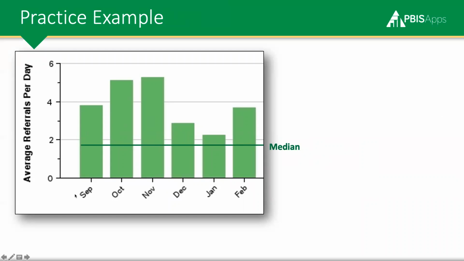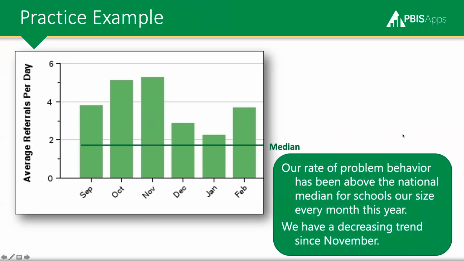Here's another one. We can see here there's the median score. Now this is another school, September to February, but there's our median. Remember, our goal is to be at or below the median. This school could say, based on this report, that our rate of problem behavior has been above the national median for schools our size every month this year. However, we are seeing a decreasing trend since November. So let's celebrate those successes as well.